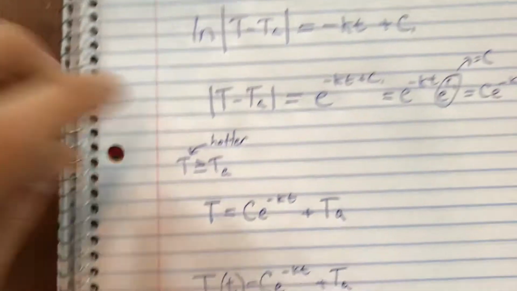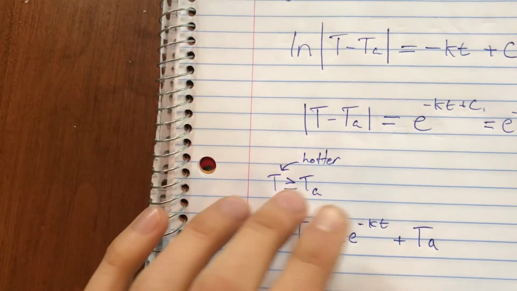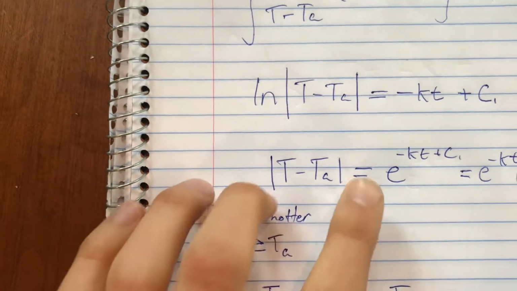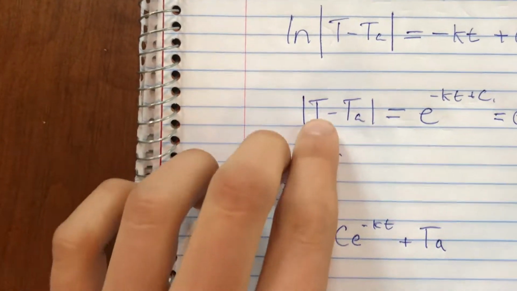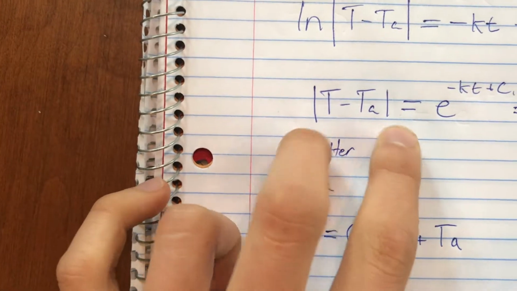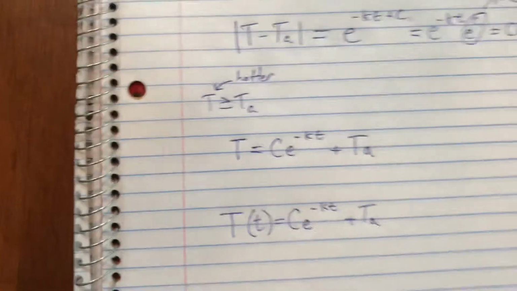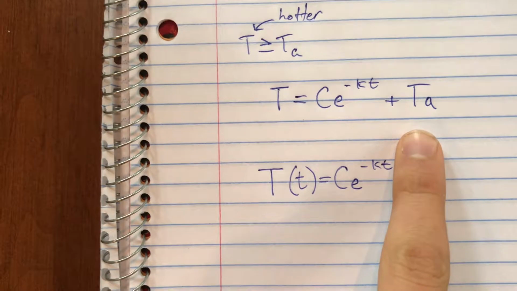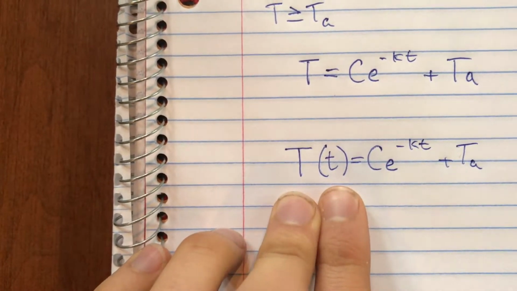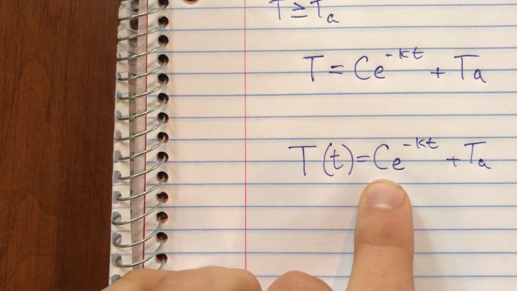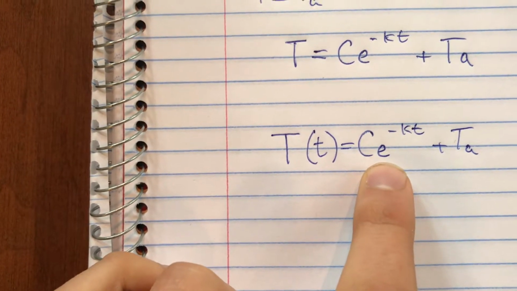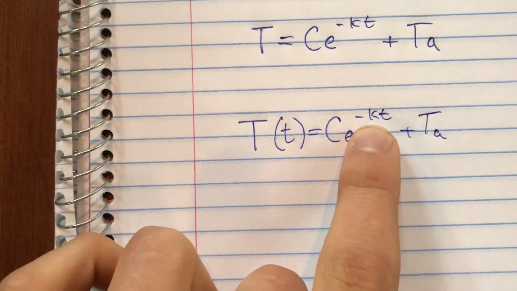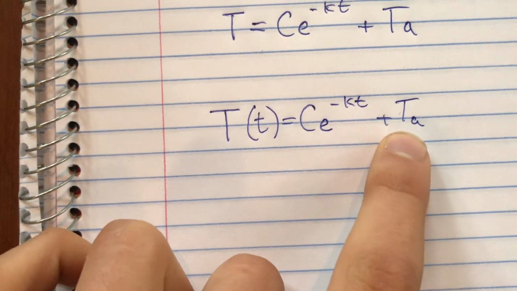Now, to address these absolute value bars, since the temperature T is generally going to be hotter than the ambient temperature, we can drop the absolute values, since a greater temperature minus a lesser ambient temperature will give us a positive answer. Now we'll move ambient temperature over to the right-hand side of the equation, and what we're left with is that temperature as a function of time is equal to our constant C times e to the power of negative kt, with k being our constant of proportionality, plus our ambient temperature.